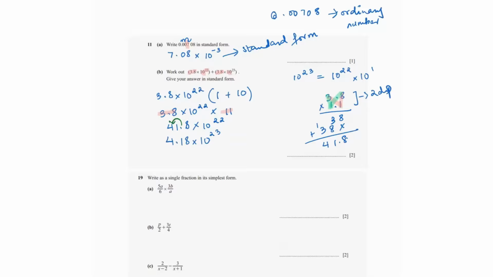When you went towards the right side, the power was negative. When you move the decimal to the left side, the power is going to be positive, and we're going to add 1 to it, depending on how many places the decimal is moving. In this case, it moved 1 place, so you add 1 to the power of 10. If it moved 3 places, you would add 3 to the power of 10.